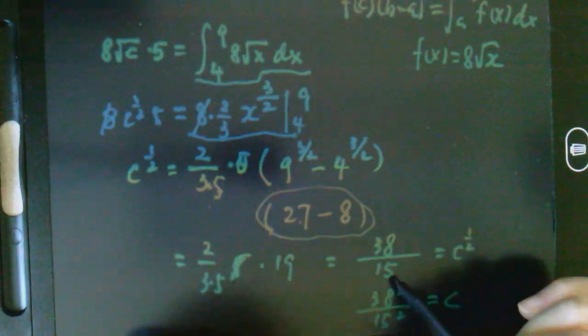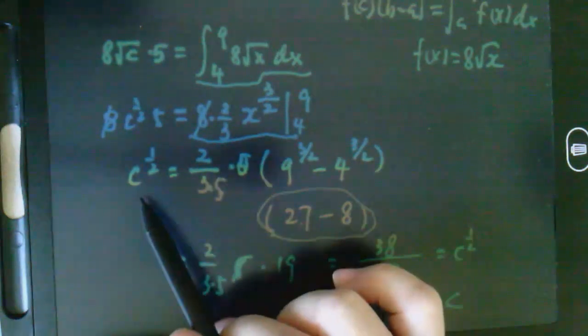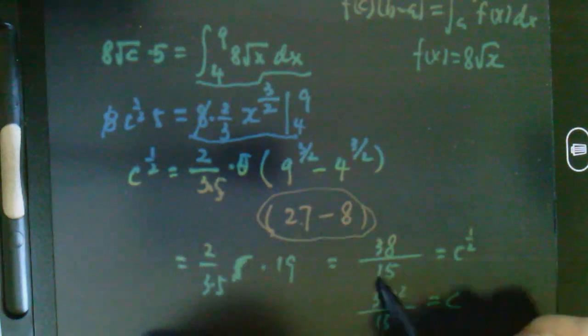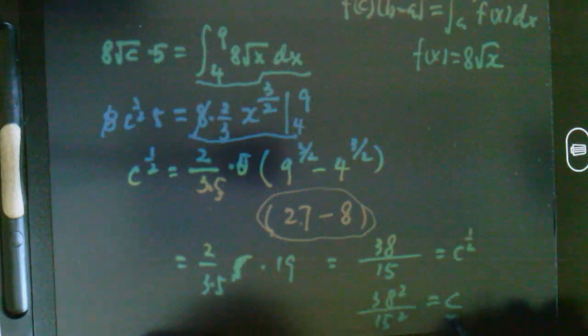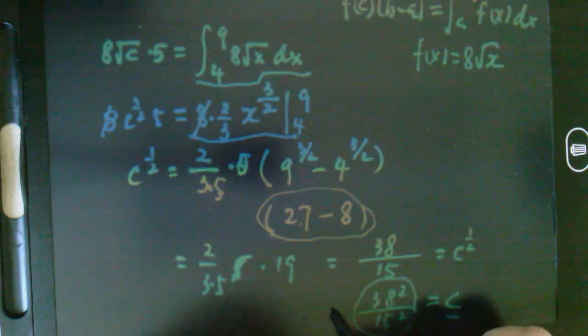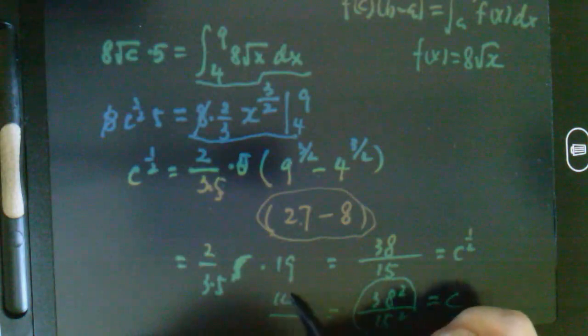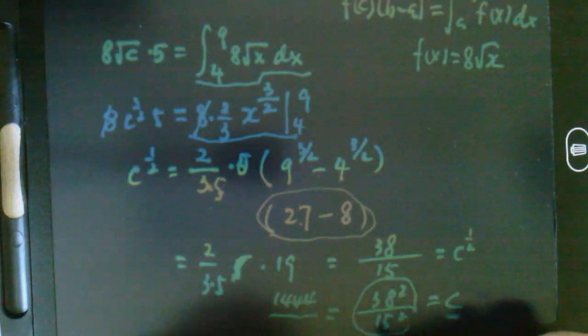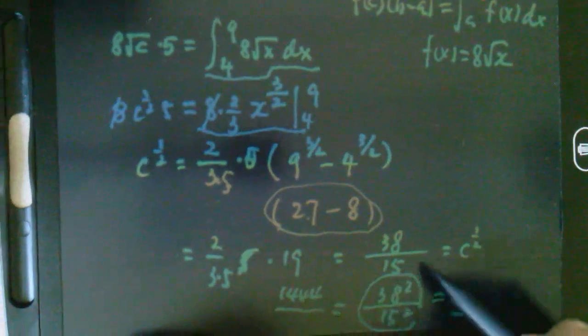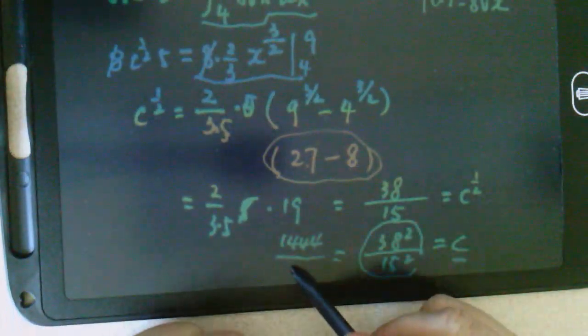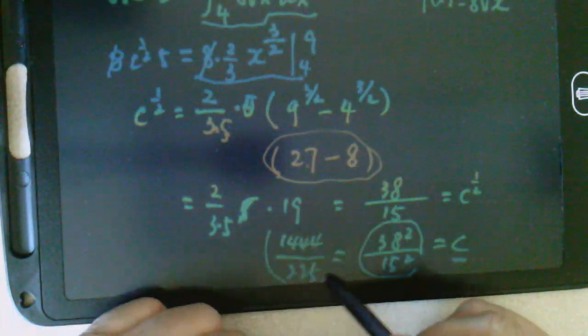3 times 5 is 15, and that equals c raised to 1/2. Now after squaring, you get c, which equals 15 squared, which is 225. So that is the answer, C.